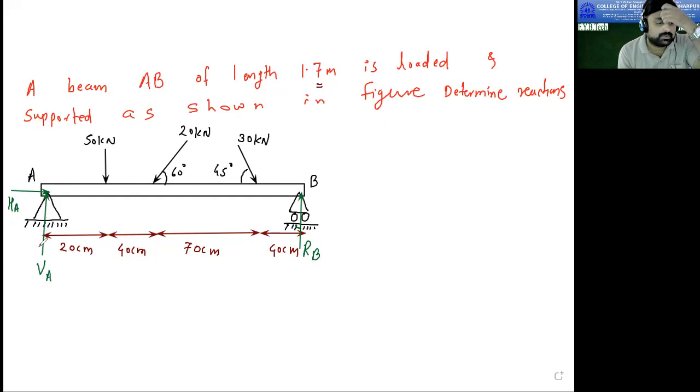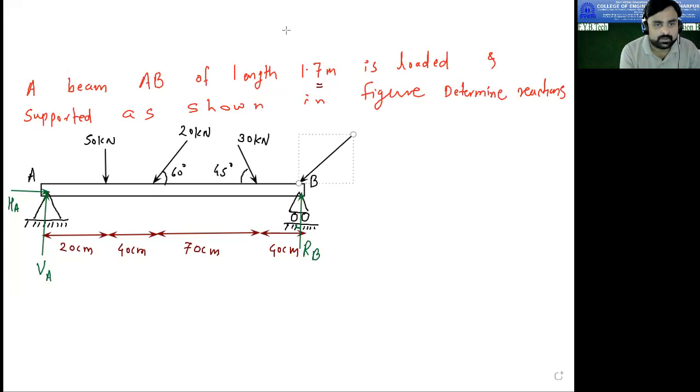Now we will solve this problem. Okay. And there is one more force given of 80 kilonewton at an angle of 80 degrees. Sorry, I forgot to show this force. Here at point B, there is one more force.